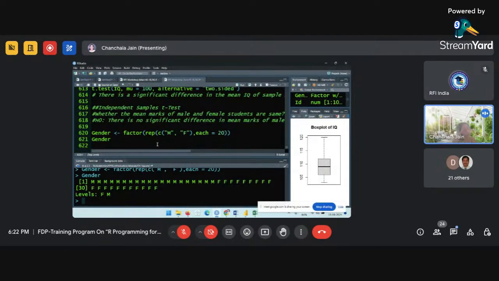I hope it is clear to everyone what I did here. I created a factor for gender. In that I want to keep two categories, male and female. So I used the repeat function, rep function, here. In that I have used the concatenation function for this M and F. And then I wrote each equals 20. I want to repeat M 20 times and F 20 times. So that's why I'm having total 40 students in my gender factor vector. Clear to everyone what I did here?